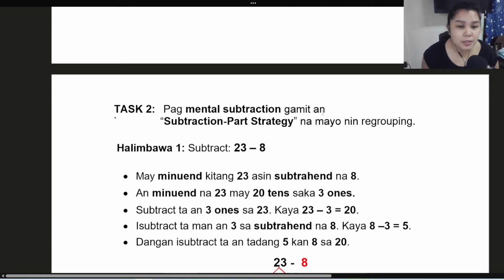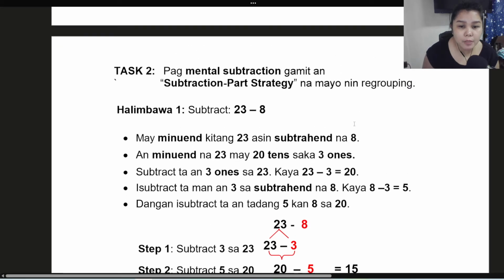Okay, sa sunod naman, task 2, magpag-mental subtraction gamit ang subtraction part strategy. So, previously, ang ginawa doon is compensation strategy. This time, we call this now a subtraction part strategy. Okay, so we have a number to solve. So, 23 minus 8. So, diba?